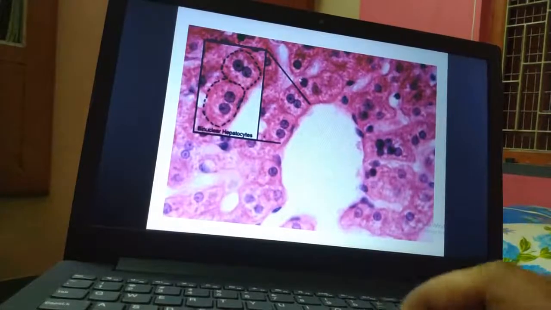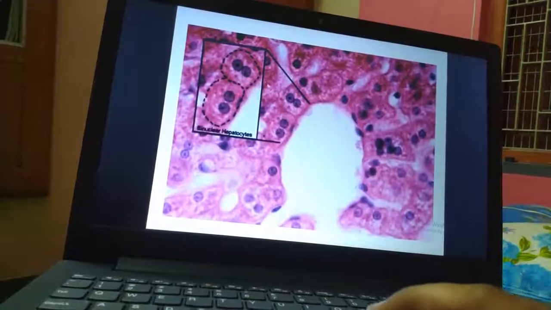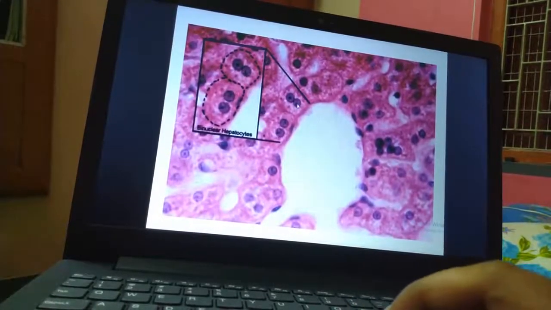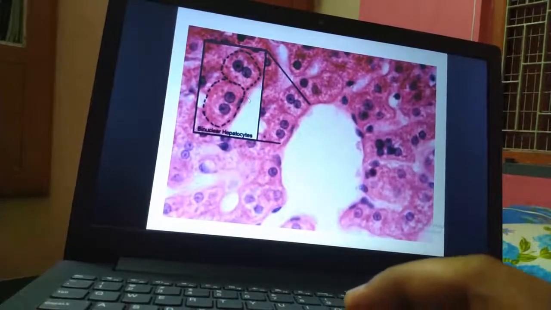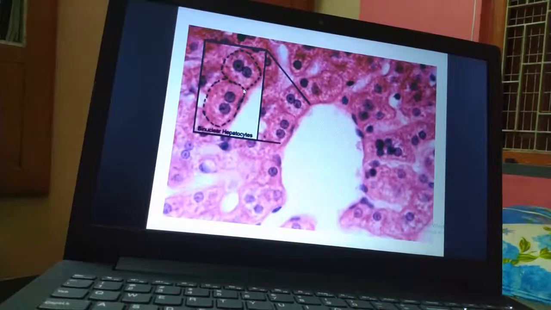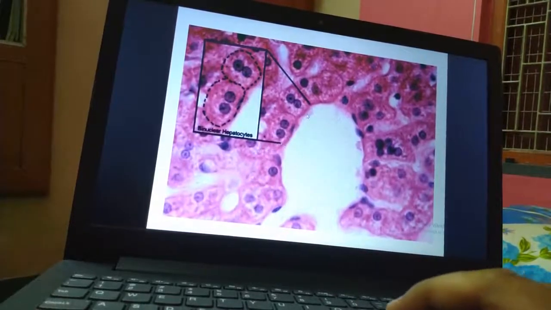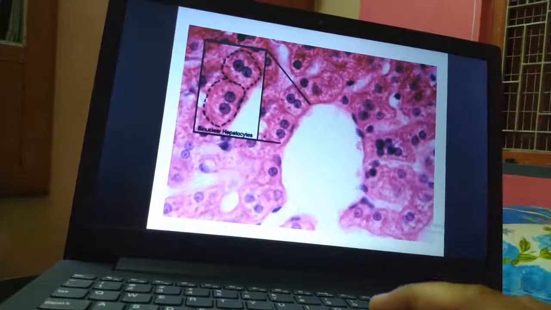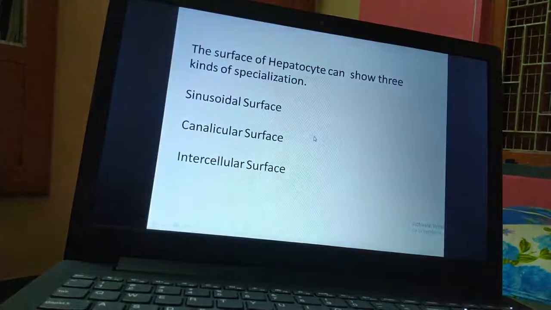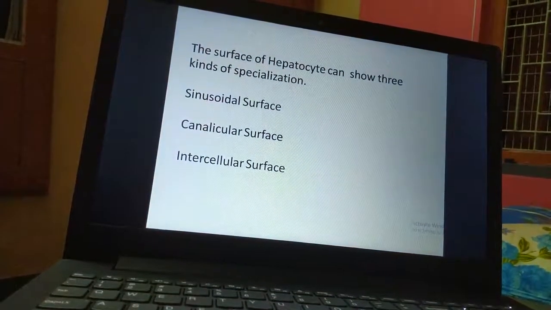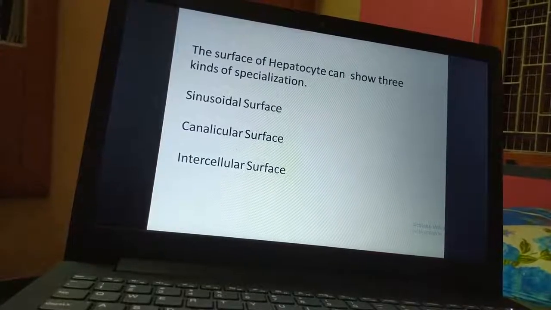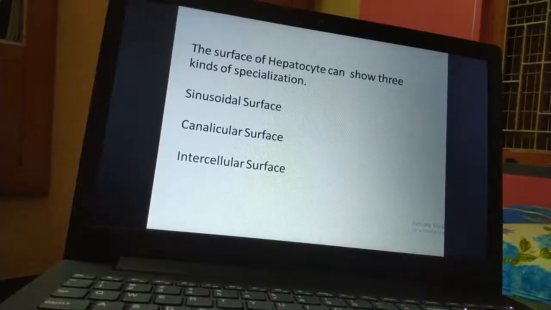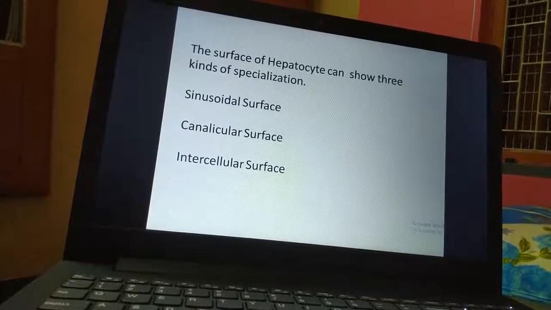Here I showed you some binucleated hepatocytes. This is a binucleated hepatocyte, and this is a larger view of the binuclear hepatocytes. And obviously here you can see the large channel, which is the central vein. Now please remember, the surface of the hepatocytes shows three kinds of specialization, or three surfaces: the sinusoidal surface, the canalicular surface, and the intercellular surface.